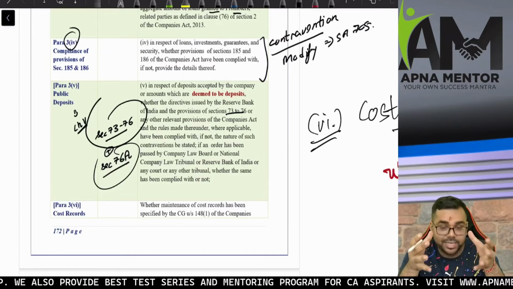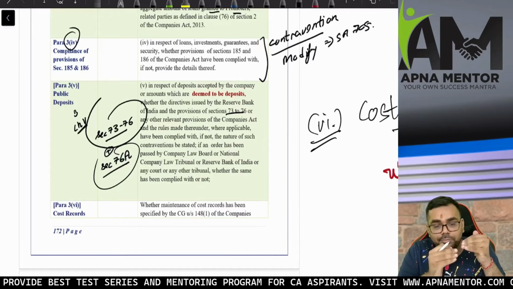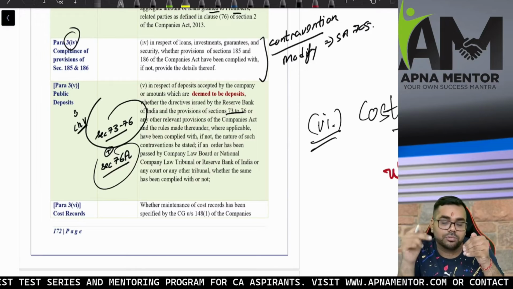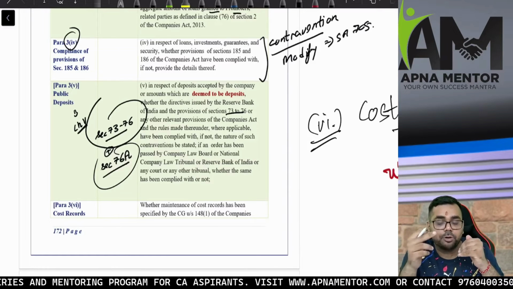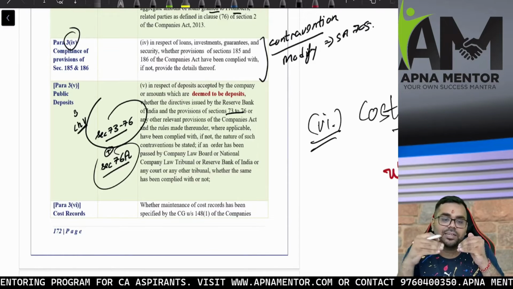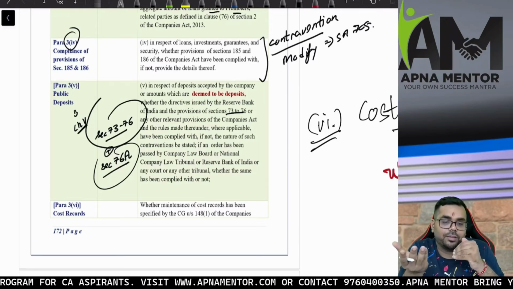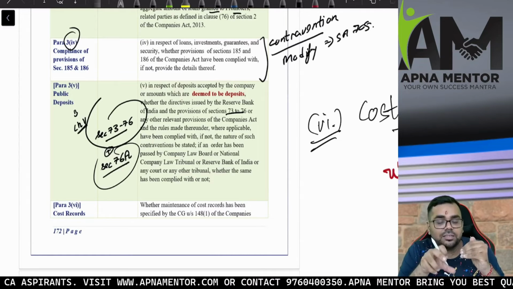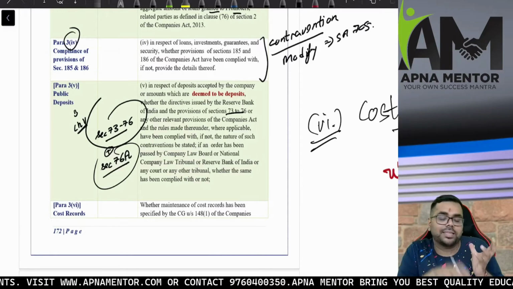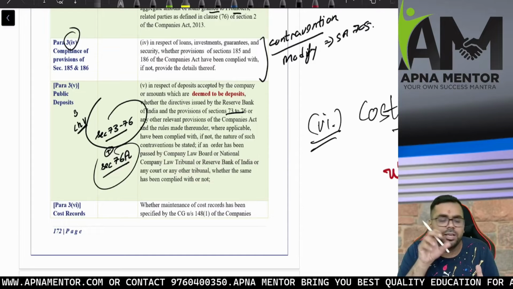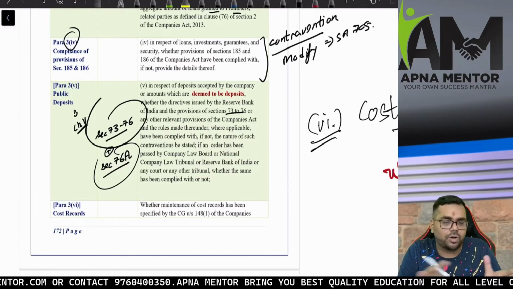Now if the company is taking public deposits, it means Chapter 5 of the Companies Act 2013 is applicable here, which governs public deposits: Sections 73 to 76 and 76A. That gives the various conditions: who can accept public deposits, which companies are eligible, what the limit is, what the conditions are, all those things.